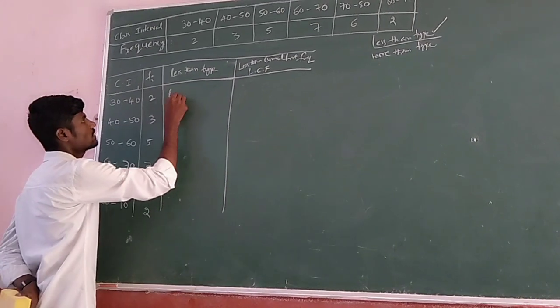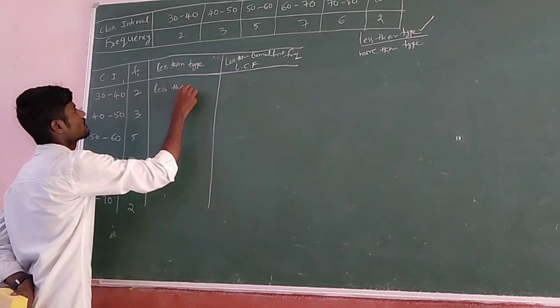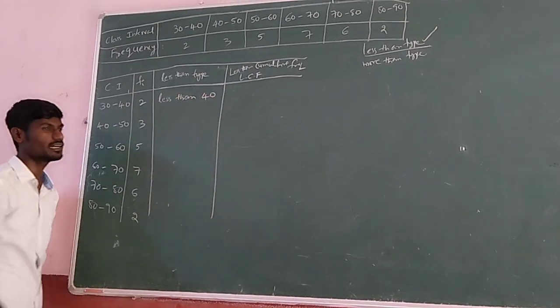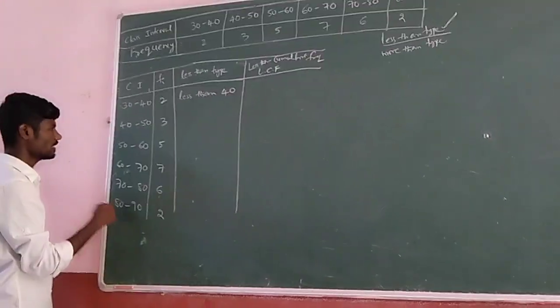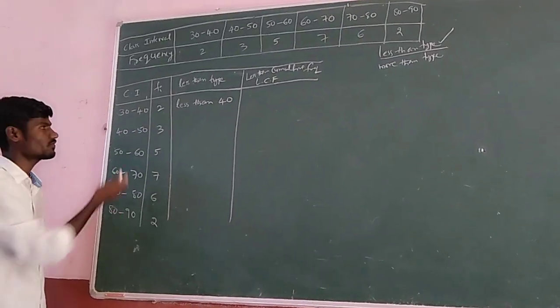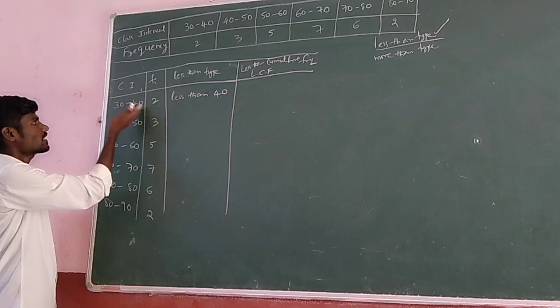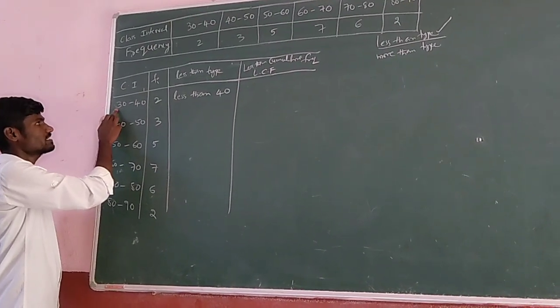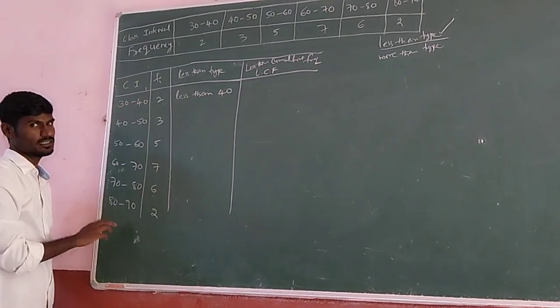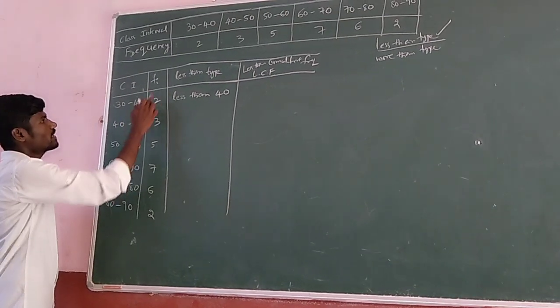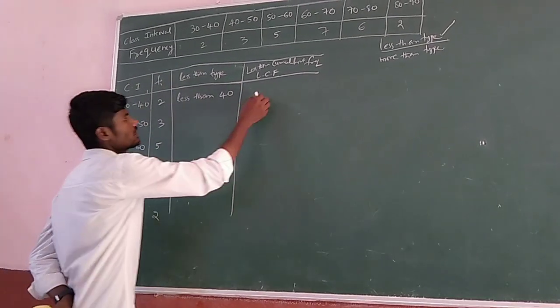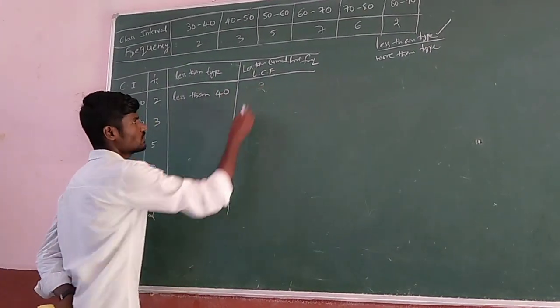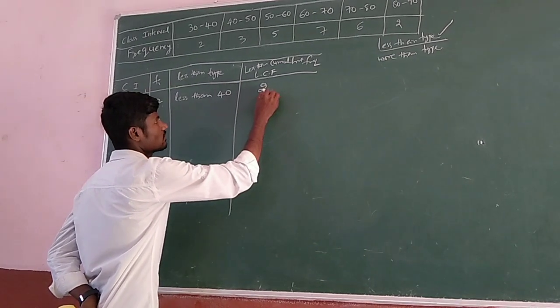So here you have to write less than 40. In the entire range, less than 40 means 40 below, where the least number is 30, so it means the range 30 to 40. How many are there in the range 30 to 40? Only 2. That is your cumulative frequency 2. Have you understood?